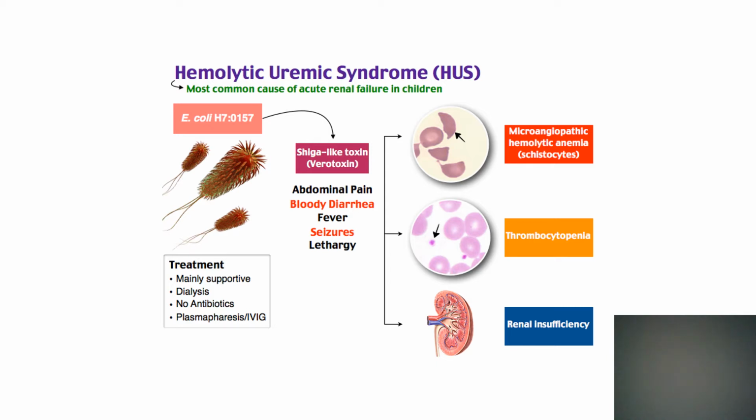Also, you may see some more signs and symptoms would be proteinuria, hematuria, BUN and creatinine levels would be elevated. Hemoglobin, hematocrit would be decreased.